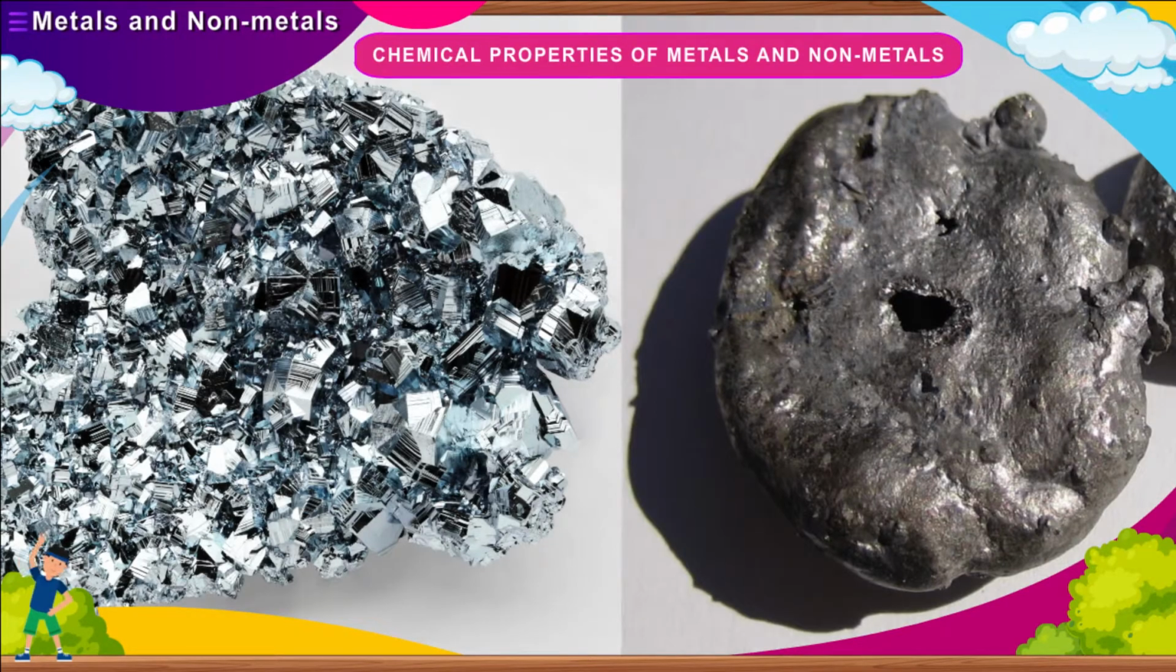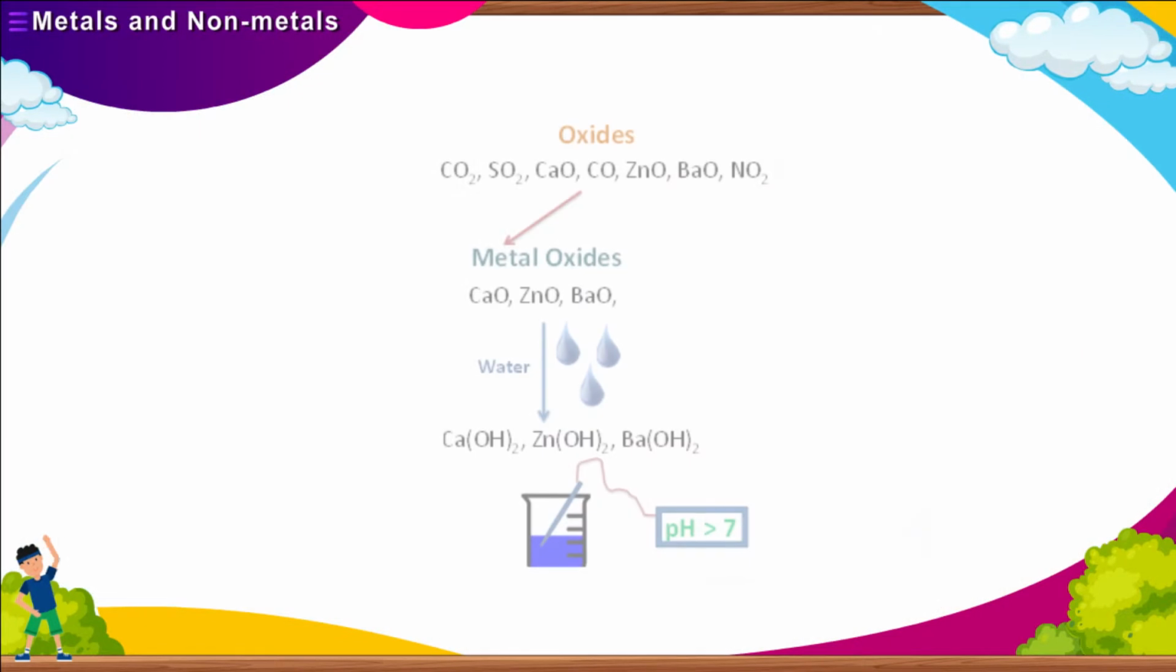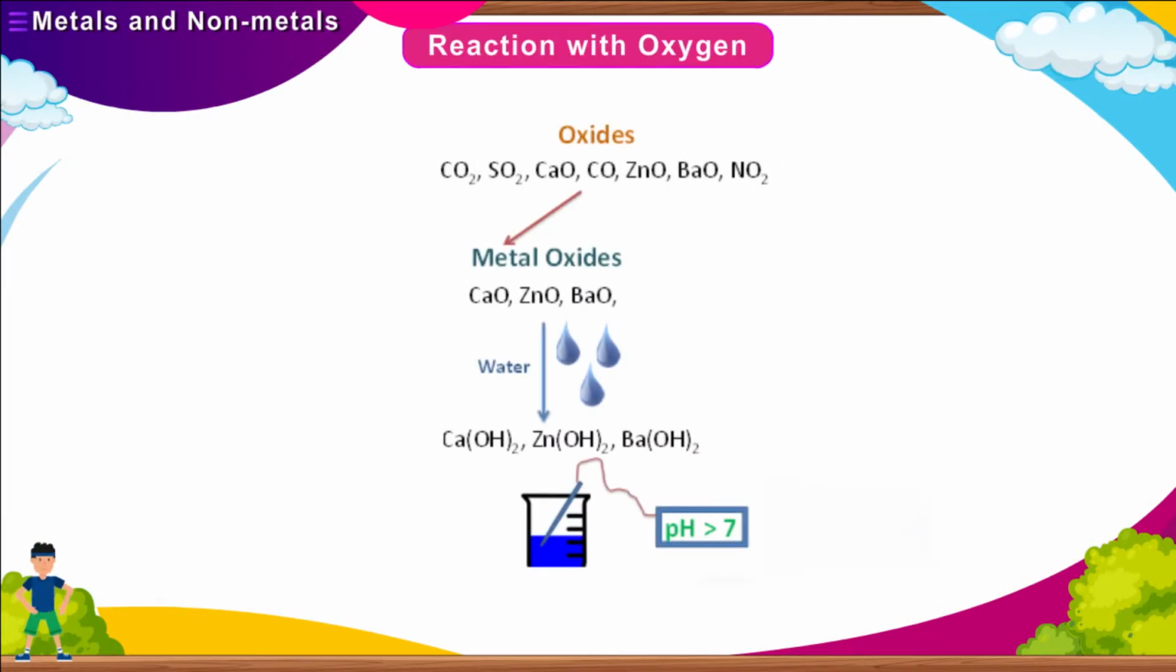Chemical properties of metals and nonmetals. Metals and nonmetals react differently with different substances. Some chemical properties of both of them are given here. Reaction with oxygen. Metals. Metals react with oxygen to form metal oxides, which are basic in nature.